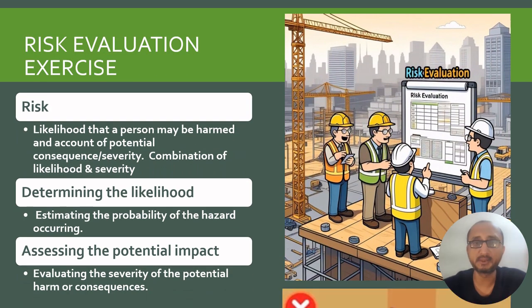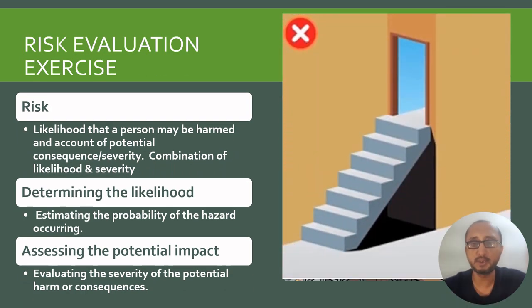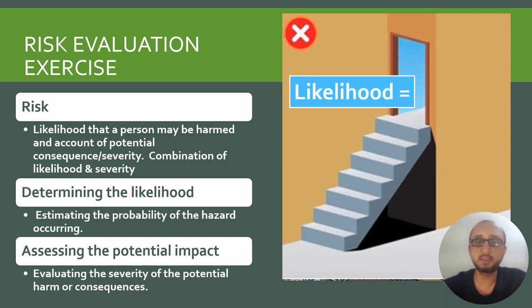Now let's do some exercises. So there are stairs. Let's look at the likelihood that harm will occur. First factor, how often and how long the hazard is there. Stairs look permanent, so the hazard is permanently there. How many people? It looks like some entrance, maybe too many people passing by. What are the existing controls? No control. So likelihood is high, and we can rate it as a 4.